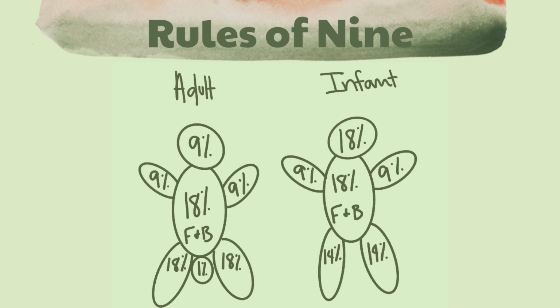An adult head is 9%, while an infant's head is 18%. An adult's leg is 18%, while an infant's leg is 14%. Adults have 1% for genitalia, while infants do not, while the arms and torso percentages stay the same between adults and infants. It's also important to remember that once an infant/child reaches the age of 9, their percentages become the same as an adult.